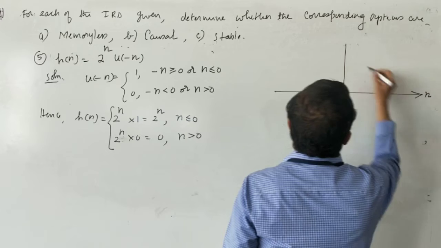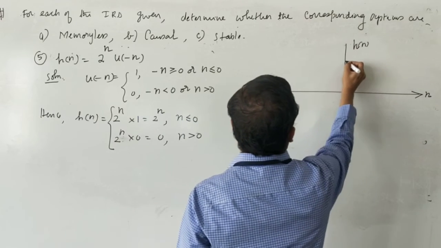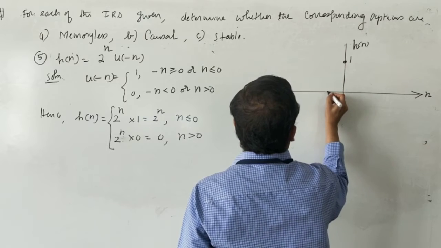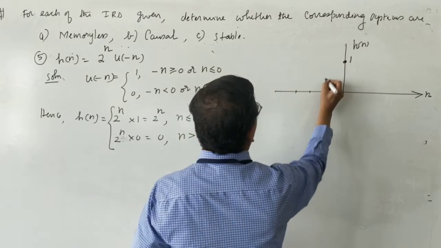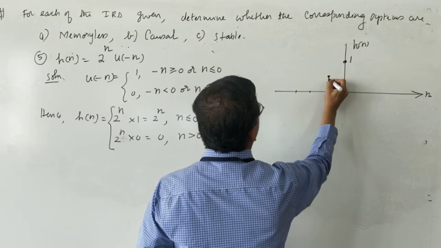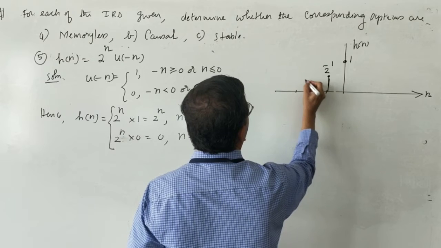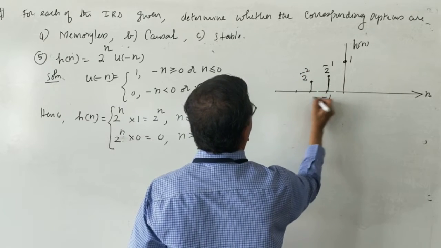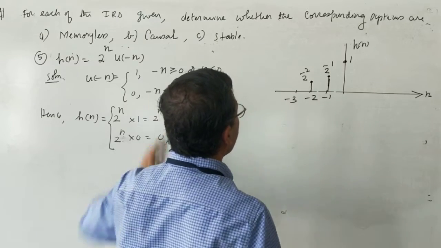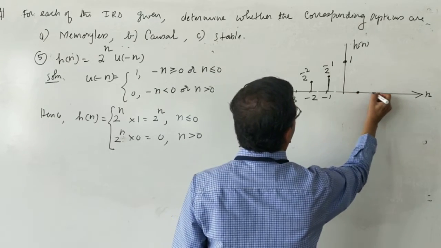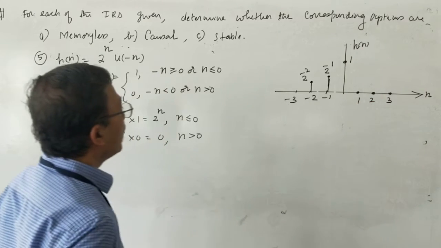X-axis is n, y-axis is h of n. When n is 0, 2 to the power 0 is 1. When n is minus 1, 2 to the power minus 1 is half. When n is minus 2, 2 to the power minus 2. That means we have got samples that decay for negative values of n. For positive values of n, all the samples are 0. This is the sketch of h of n.